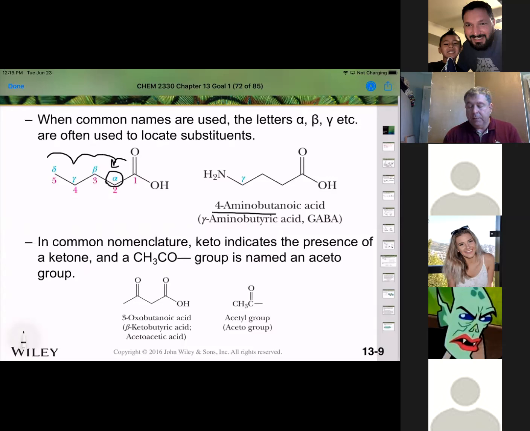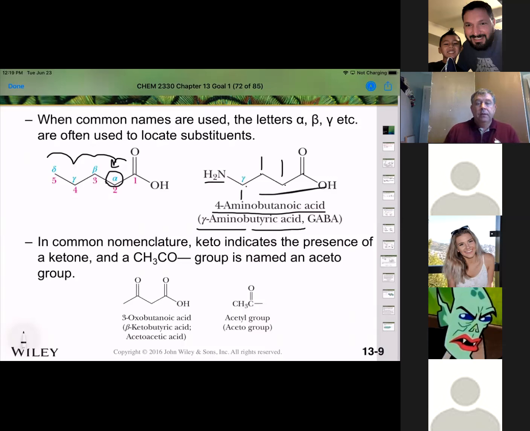In the case of this compound here, we have 1, 2, 3, 4 carbons. So that would be 4-amino butane, which will drop the E and have oic acid, butanoic acid. But the common name is, because this is the alpha, beta, gamma, it's gamma-amino butyric acid. Remember, butyric acid is one of the common names for that 4-carbon chain.